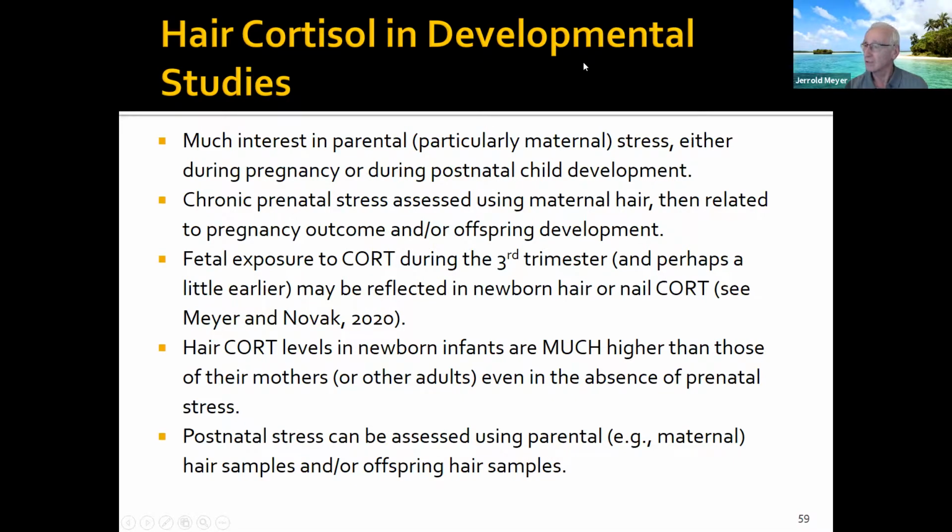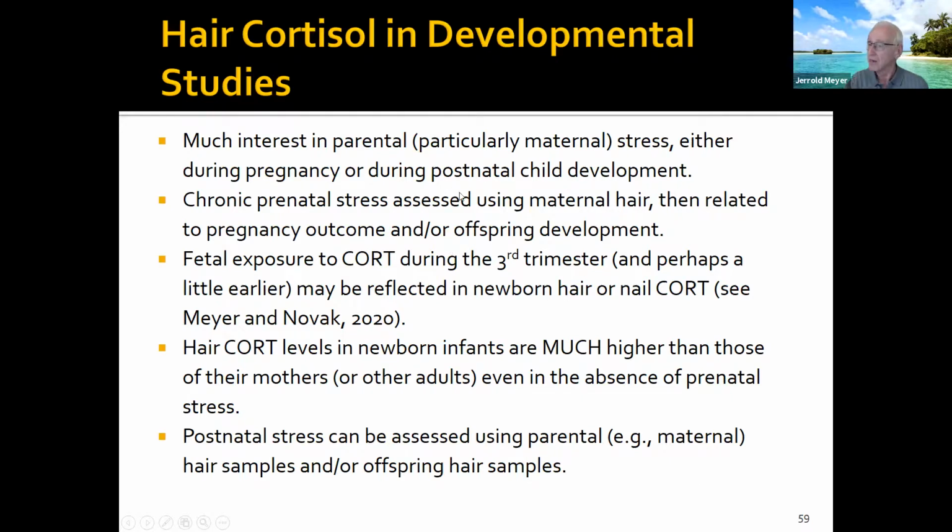As I said, I'm really interested in developmental questions, developmental studies. Many researchers have been interested in this, especially the impact of prenatal stress, that is stress of the mother on the developing fetus and how that impacts the offspring at birth, as well as the offspring's development over time after that. The majority of this research looks at cortisol in the mother, traditionally saliva. Nowadays, you could also look at hair in the mother.